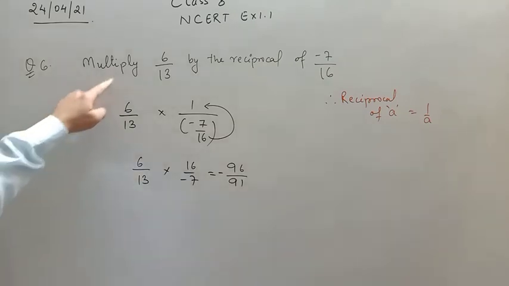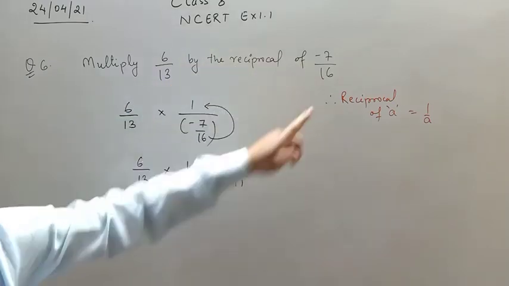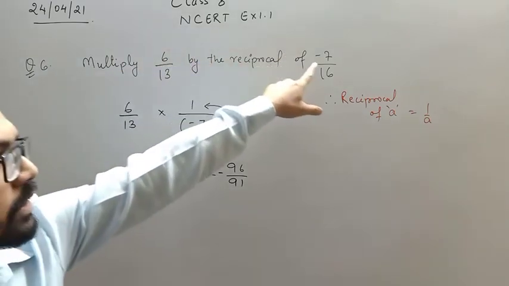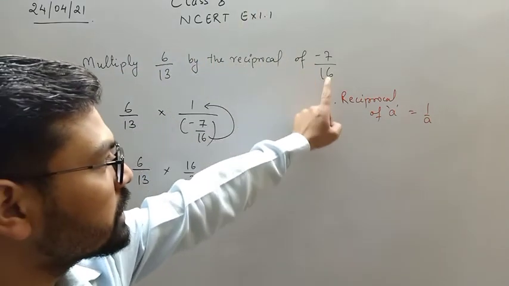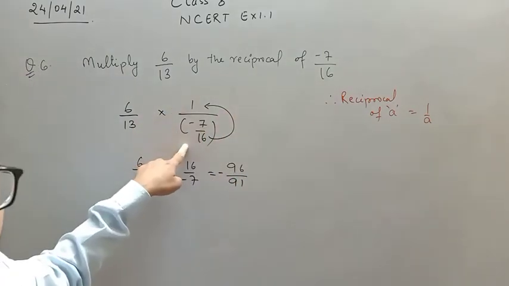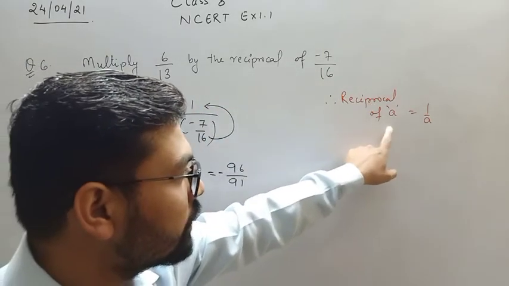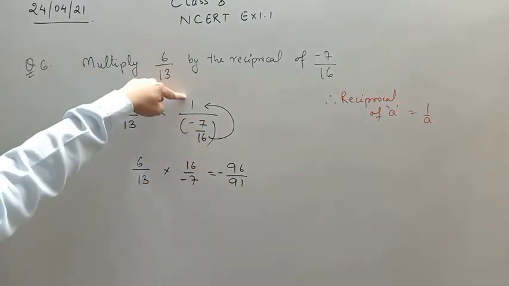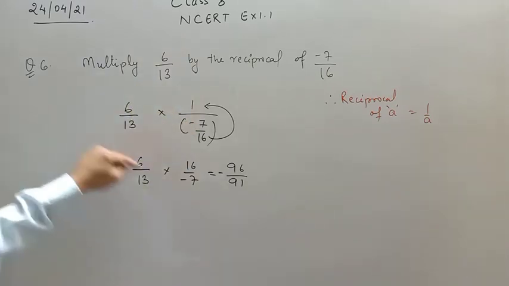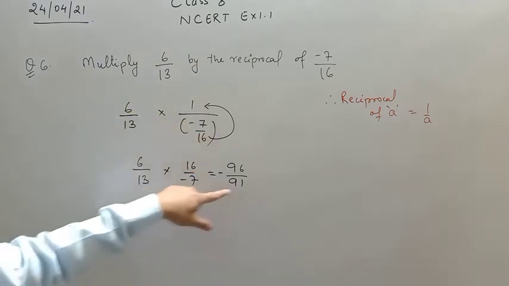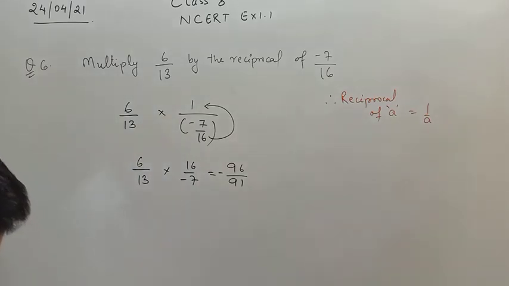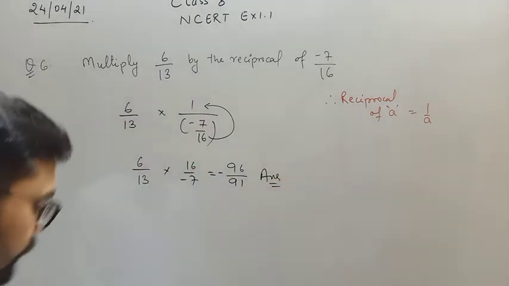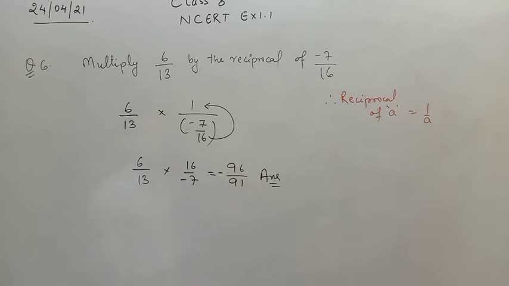Okay, now multiply 6/13 by the reciprocal of -7/16. So 6/13 is my number which I need to multiply with the reciprocal of this. So the reciprocal of -7/16 is equals to 1/(-7/16), because reciprocal of any number a is equals to 1/a. Now 16 goes into the numerator, -7 is in the denominator. 16 6s are 96 and 13 7s are 91. Please note it down fast. I think this is the simplest question where you just need to multiply two numbers.